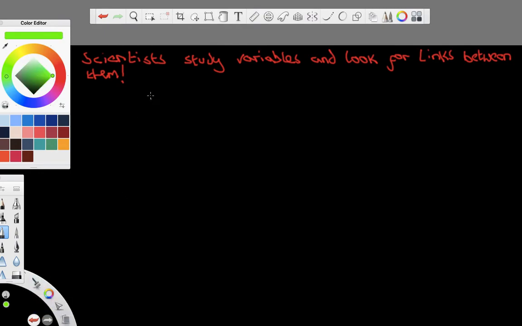Now, just for your benefit, we're going to define the word variable. Variable is a very important word for you, particularly when we're thinking about required practicals. You need to know about independent, dependent, and control variables. But if we say something is variable, we can define it as something that can be changed.